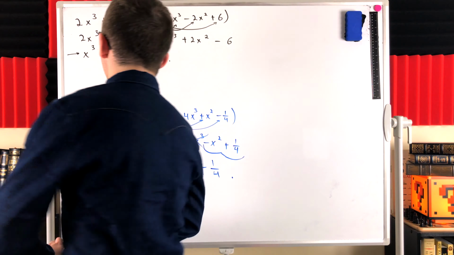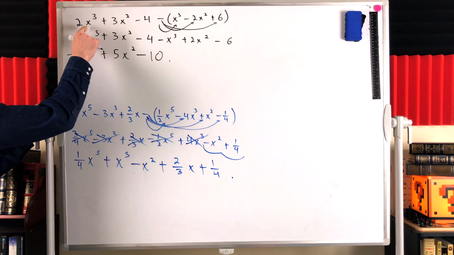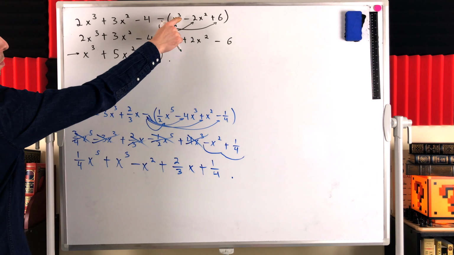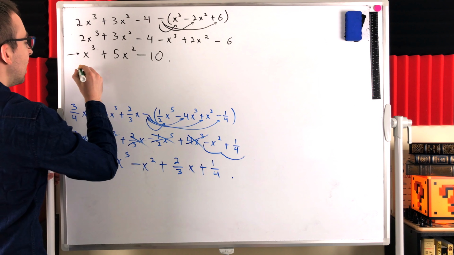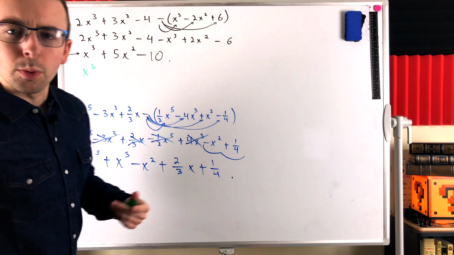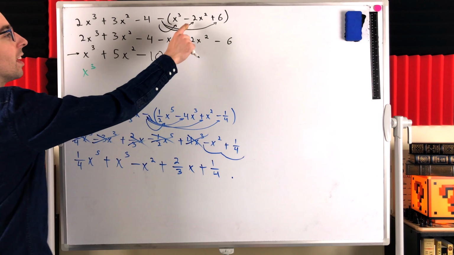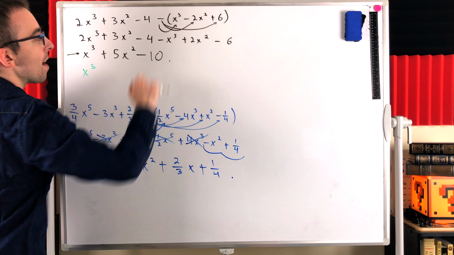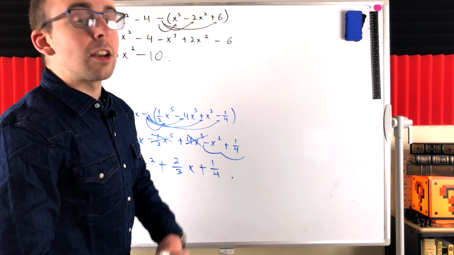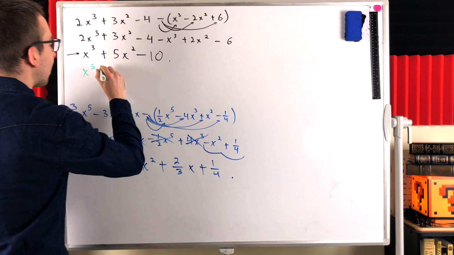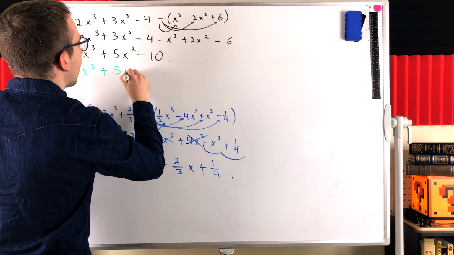So here's how I might do it. I'd say, okay, look, we've got 2x cubed. Are there any other x cubes? Yes, we've got an x cubed over here. That's getting subtracted, so I know that's just going to be an x cubed. Then we've got 3x squared. Do we have any other x squared terms? Yes, we've got minus 2x squared. I know we're going to subtract that minus 2x squared, so that's going to be a plus 2x squared. And so when I add that to my 3x squared, that's going to be 5x squared.